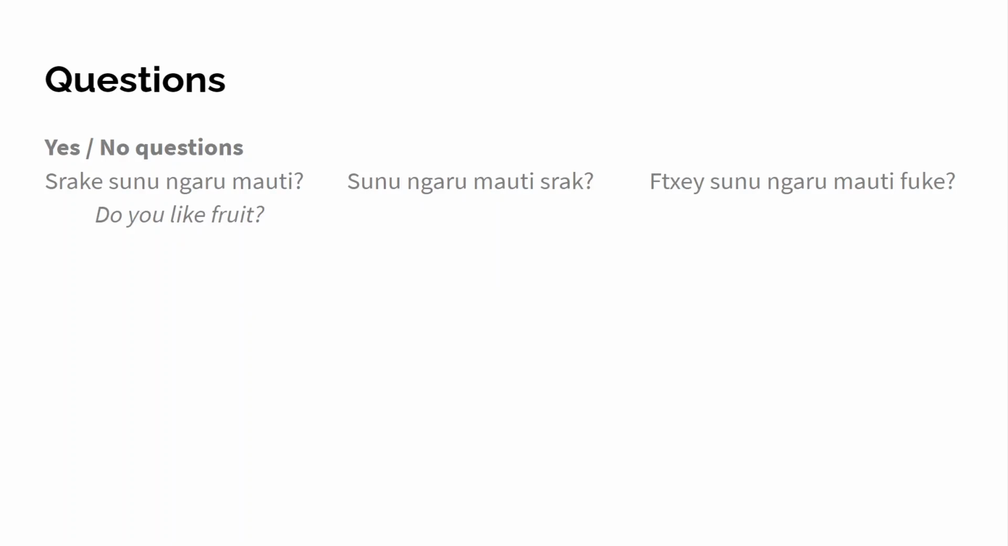We can build yes-no questions with srake or srak. So srake goes at the beginning of a sentence, srak at the end. They are completely interchangeable, just what you like the most. Srake sununga romauti or sununga romauti srak, do you like fruit? Or with t'e fuke, t'e sununga romauti fuke, do you like fruit or not? And they basically all mean the same.